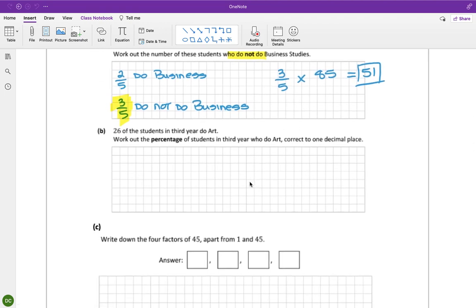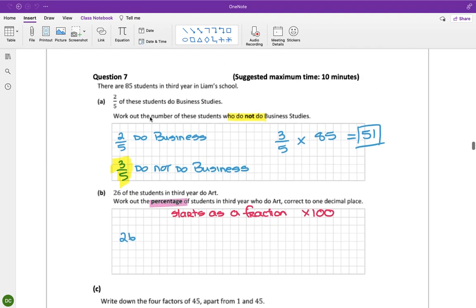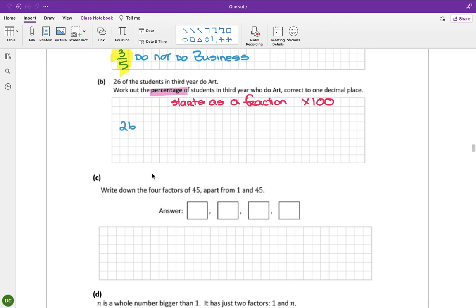Part B, 26 of the students in 3rd year do art. Work out the percentage. So every percentage always starts as a fraction, and then you multiply by 100 to make the fraction a percentage. So it is 26 students doing art out of a total of 85 in the year. So divide that by 85, and then you need to multiply that by 100 to make it a percentage.